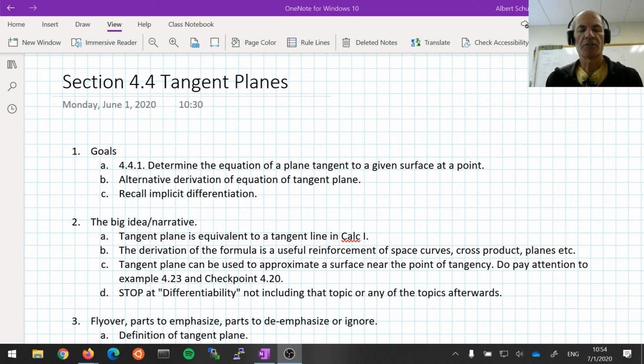All right, let's talk about tangent planes. I think the big takeaway here is that a tangent plane is to a surface at a point as a tangent line is to a curve at a point. And finding tangent planes, for our purposes, really is reinforcing some of the ideas that we've learned earlier.